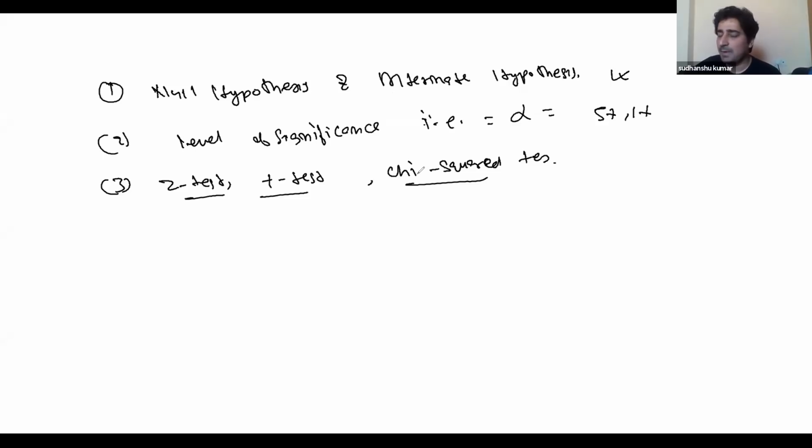So first of all, build your null and alternate. Second one is decide your level of significance. The third one is to pick a test. So what kind of test are you going to do to prove or disprove this null and alternate hypothesis at any point of time? So fine guys, let's try to understand these things. Let's try to do some kind of mathematical operations, I would say.